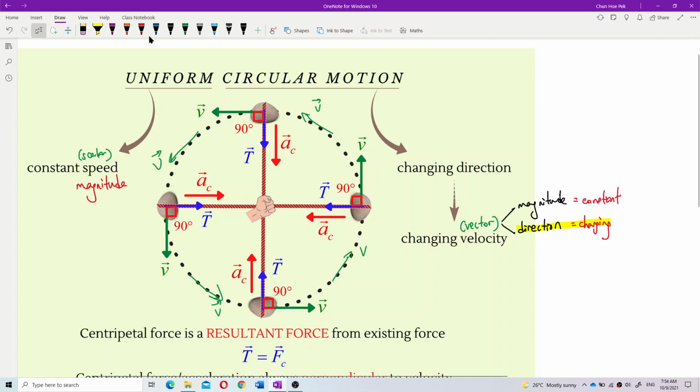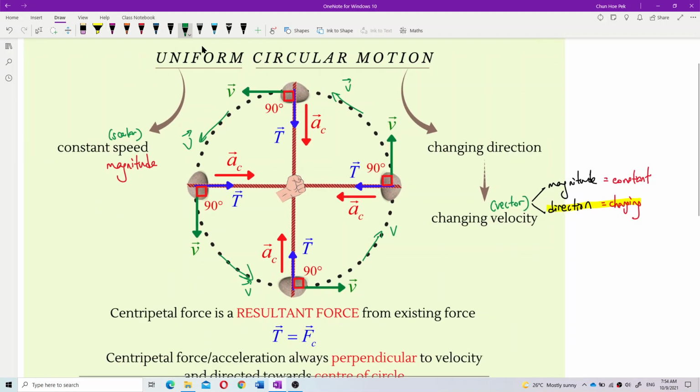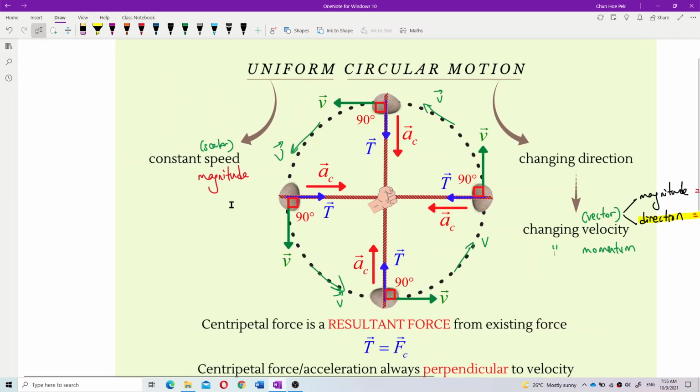Sometimes the question will ask, what other vectors change? Momentum. Momentum also changes. What other vectors consist of velocity? Right now it is the momentum.